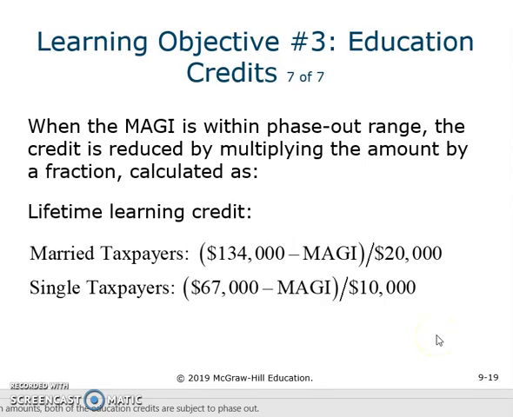When the modified adjusted gross income is within the phase out range, the credit is going to be reduced by multiplying it by the following fraction for the Lifetime Learning Tax Credit. For married taxpayers, the phase out is calculated as $134,000 minus modified adjusted gross income divided by $20,000. For single taxpayers, the calculation is $67,000 minus the modified adjusted gross income divided by $10,000, which is your phase out range for that.